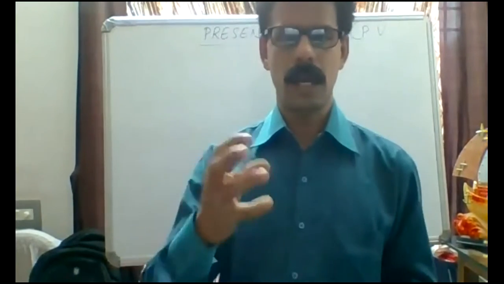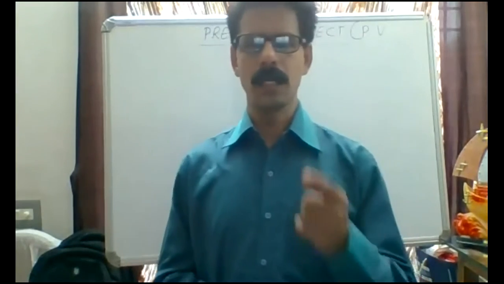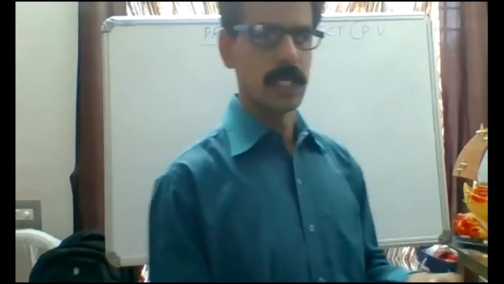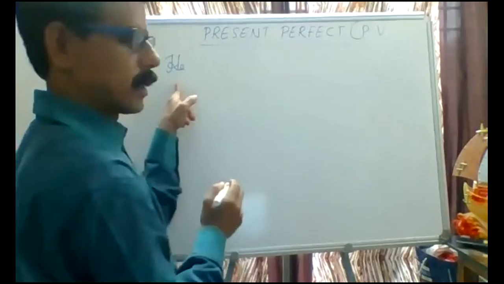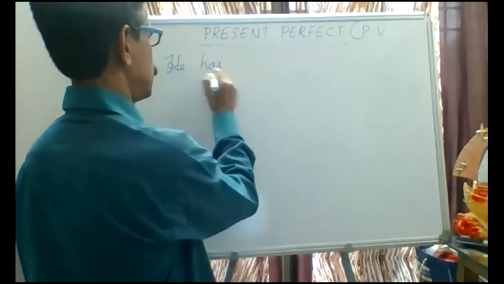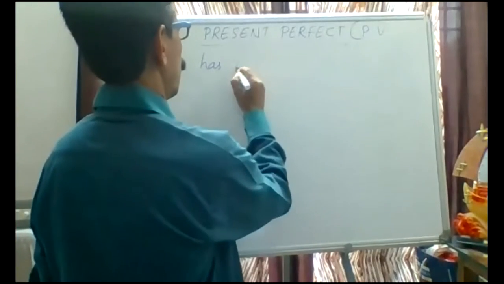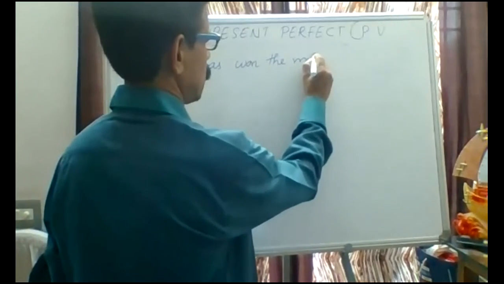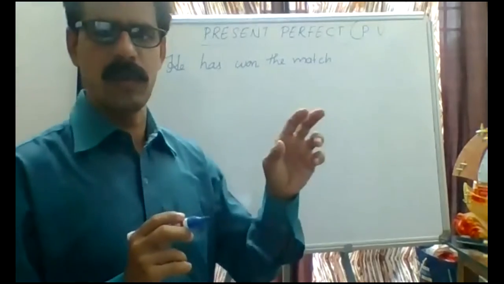Everybody, I feel that you grasp this idea. So now let me ask you another question. You people can do it. He is singular, so the helping verb we must use is has, as it is present perfect. He has won the match. This is the present perfect sentence.